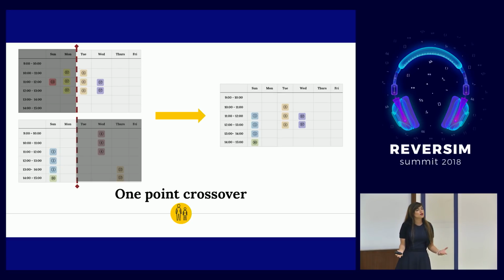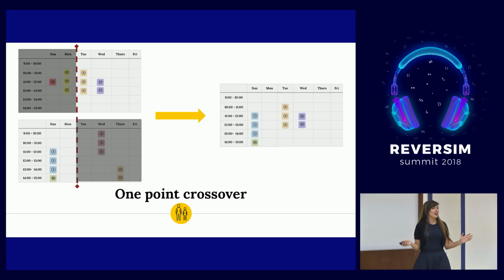Again, there are many ways to do the crossover. It depends on the way your solutions are built. It depends on your project. And again, what did we say? Exercise, trial, and error.